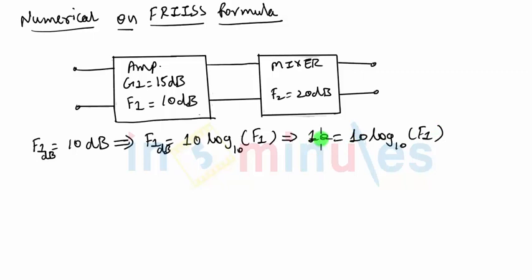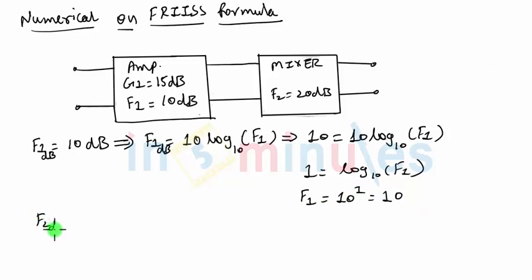And if you solve this, 10 will cancel out. So it's 1 equal to log of f1. And how will you get f1 from this? You have to take anti-log of 1, or you can simply use this value and the power here. It becomes 10 raised to 1. So that will be equal to 10. So we got f1 as 10.